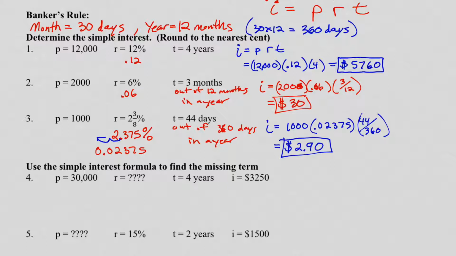Not very much money because you're only borrowing it for 44 days. So that's basically like a month and a half or so, and very low interest rate. So don't expect too much of a charge there. Okay, versus having it for 4 years with a higher interest rate.